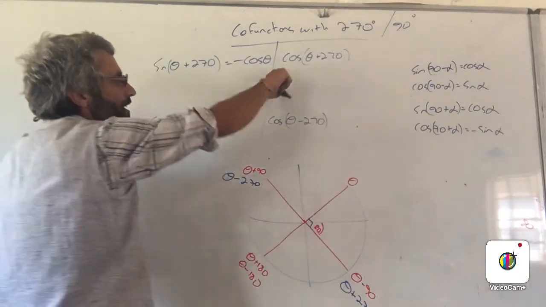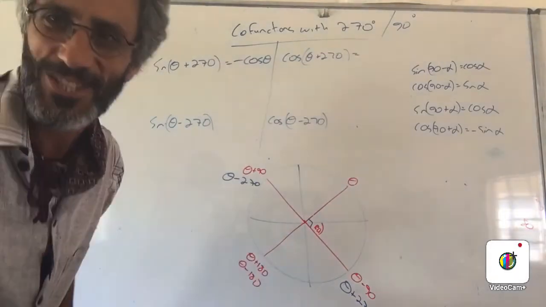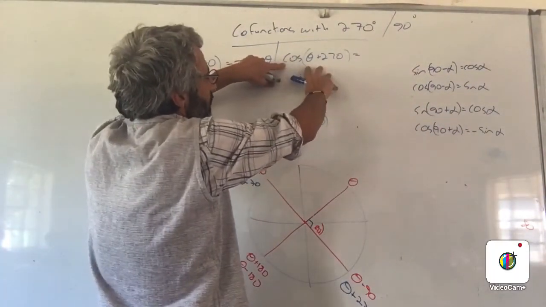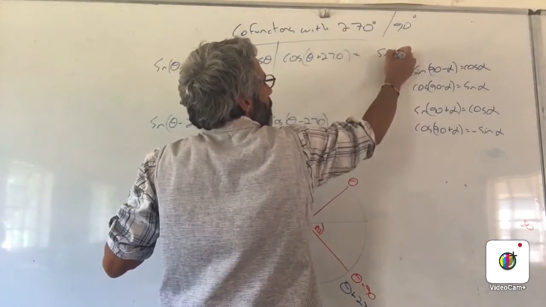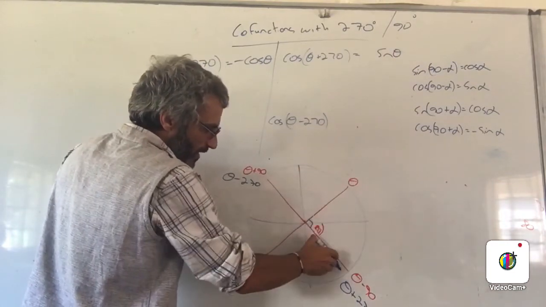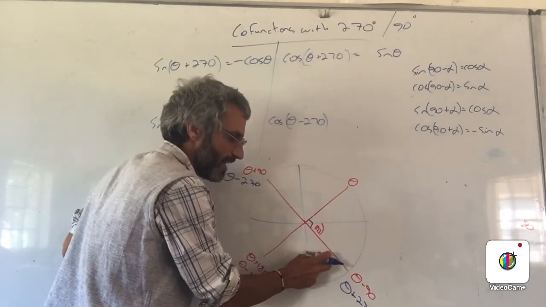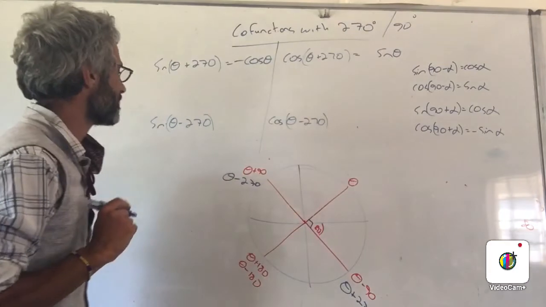Let's have a look at cosine. Next one. Cosine theta plus 270. Because of that 270, the cosine will become sine theta. Cosine is positive here. Cosine is negative, but cosine is positive in this case, so it's positive. I'll leave it like that.